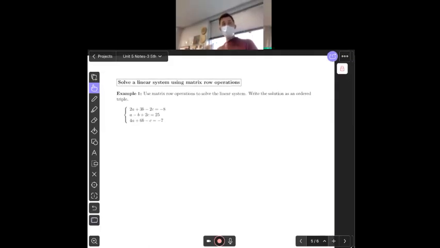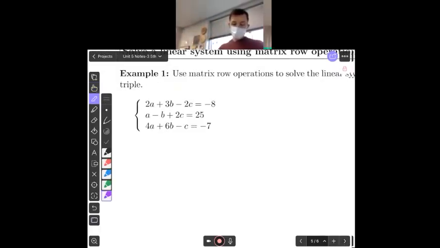Okay, so the first thing we need to do is take this system and rewrite it as a matrix. It doesn't matter if it's A, B, C, or X, Y, Z, just keep things in alphabetical order as you rewrite it as a matrix. So I'm going to grab the coefficients off that first row: 2, then 3, then -2, and your augment bar for the equal sign, and then -8.